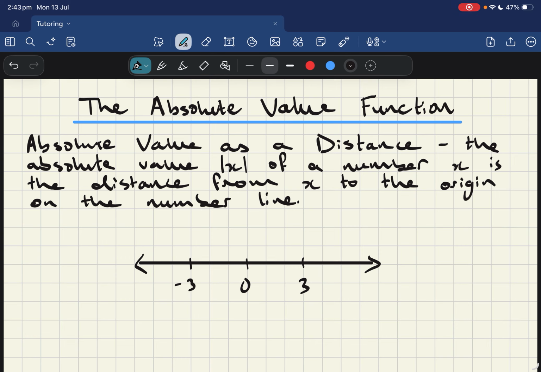So in this video, we are going to build up on that definition we introduced in the previous video where we thought of the absolute value as being a magnitude or a size of a number. And we are going to now introduce this idea of the absolute value as a distance. So specifically, when we think of this definition, we are talking about the absolute value of a number being the distance from it to the origin.